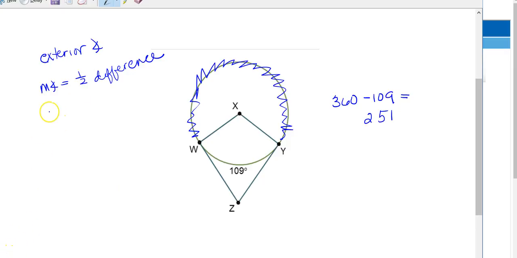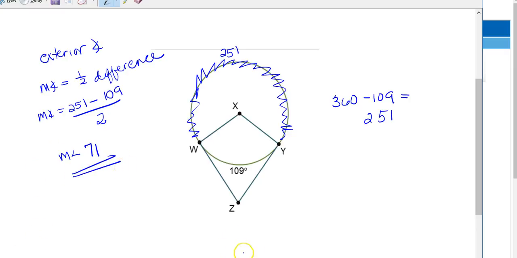The way you do this is the measure of the angle is equal to that 251, which is this angle out here, or arc, the larger arc, minus the smaller arc, which is 109, and then you divide that by 2. So go ahead and calculate that for me. So the measure of the angle is 71. Very good. Questions?